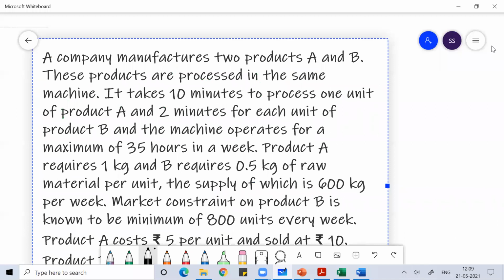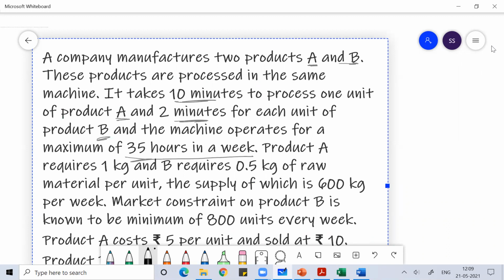There is a company that is manufacturing two products, A and B. These products are processed in the same machine. So you have one machine only where both these products are produced. It takes 10 minutes to process one unit of product A and 2 minutes to process one unit of product B. The machine operates for a maximum of 35 hours in a week.